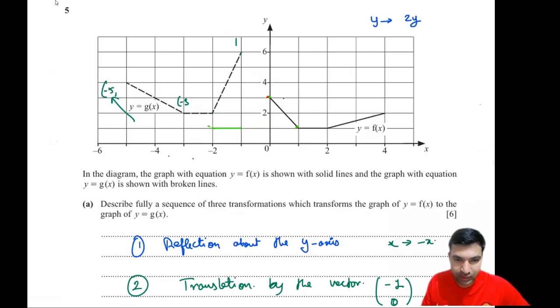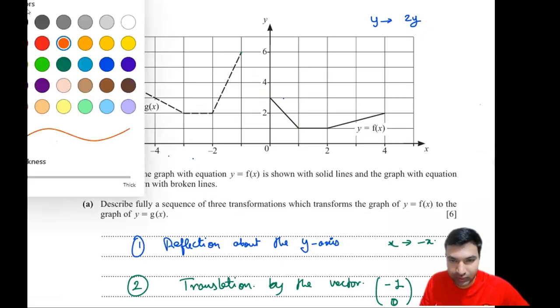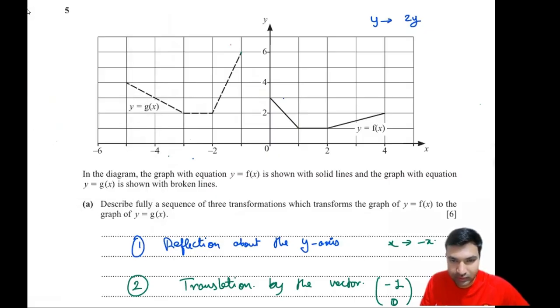Now we see that every x has been shifted towards the left after reflection about the y-axis. Now I need to write the y values. So here the y value is basically 6, and this point is (-2, 2).